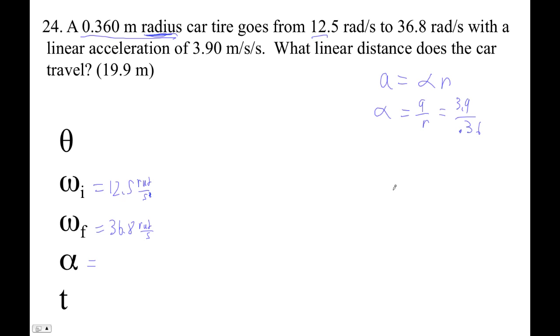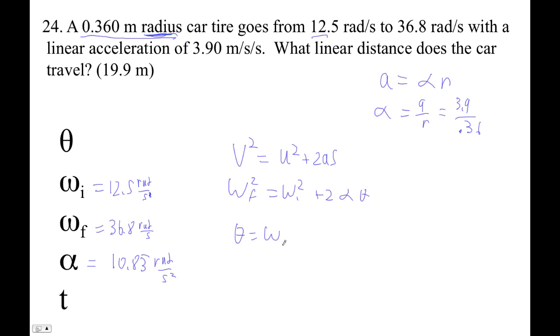All right, here we go. 3.9 divided by 0.36 is 10.833 repeating radians per second squared. All right. So I just got that, and then what do we want? I guess we don't have t, so we're going to use v squared is u squared plus 2as, only it's omega final squared is omega initial squared plus 2 alpha theta, right?